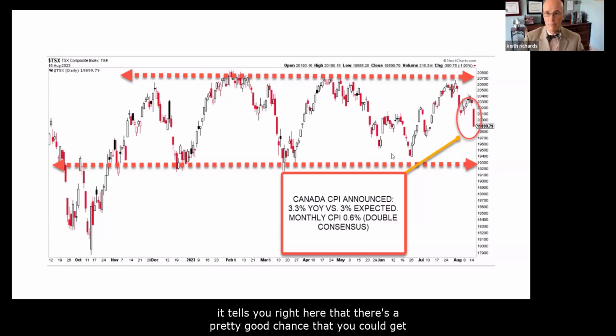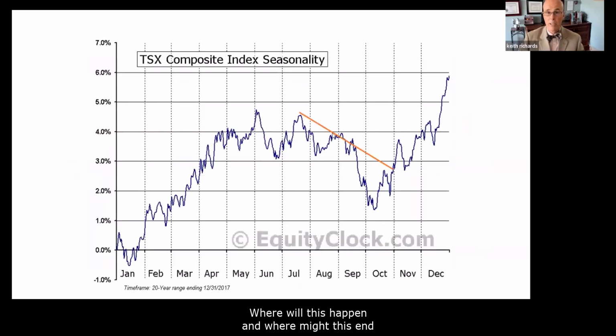Well, it tells you right here that there's a pretty good chance that you could get somewhere in that 19.3 to, let's call it, 19.5 or so area. And currently we're just breaching 20,000. So you could see another several hundred points to maybe 1,000 points on the TSX before this little sell-off is over. But keep in mind that that's probably going to be opportunistic, and that's where the seasonality comes in. Where will this happen, and where might this end up? Well, maybe by the end of September.